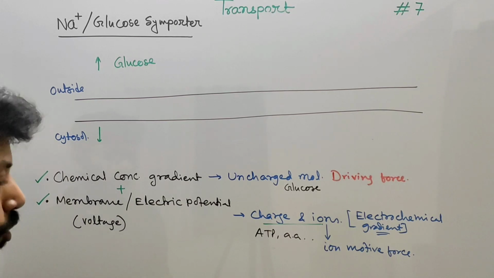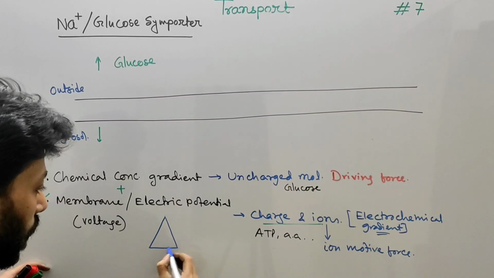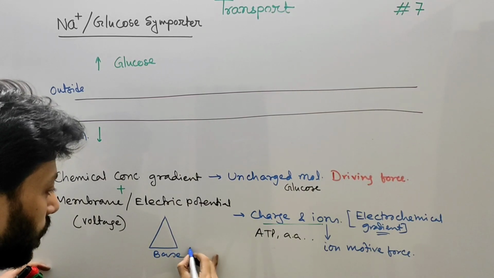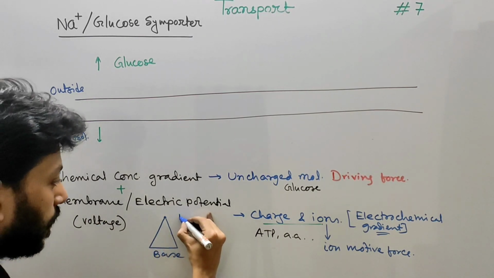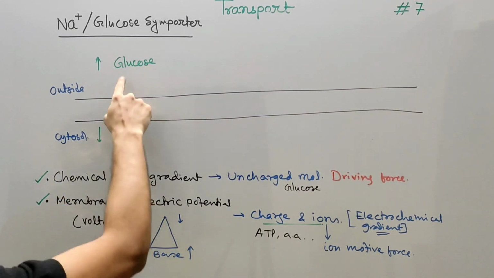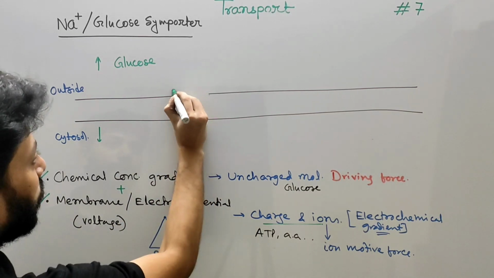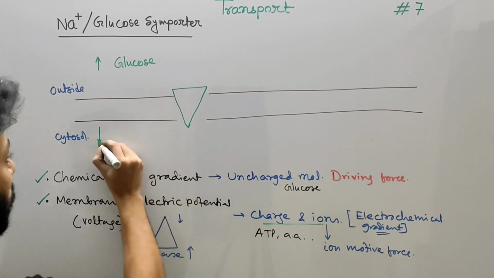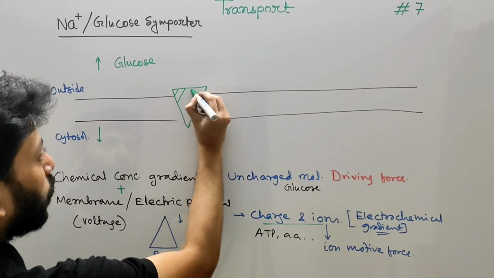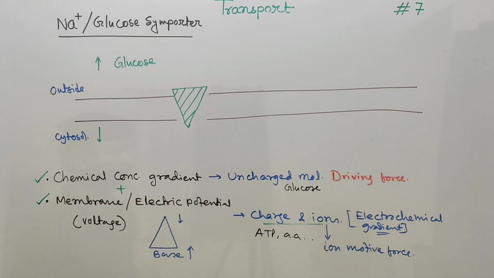Now, we can draw the chemical concentration gradient as a triangle. The base of the triangle indicates that here the concentration of the molecule is higher, and the peak point indicates that here the concentration of the chemical is lower. So, because glucose present outside is higher, we can draw the triangle like this. The base will be outside and the point will be inside, because here the concentration of glucose is low. By this way, we actually represent the chemical concentration gradient. In case of glucose, it will be like this, an inverted triangle.